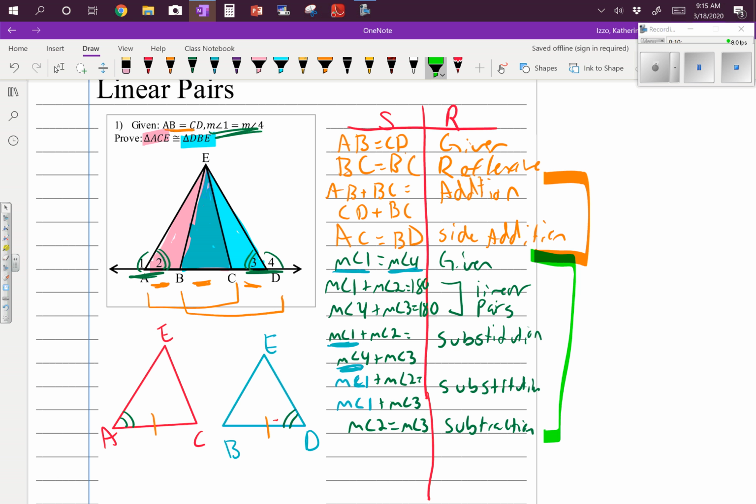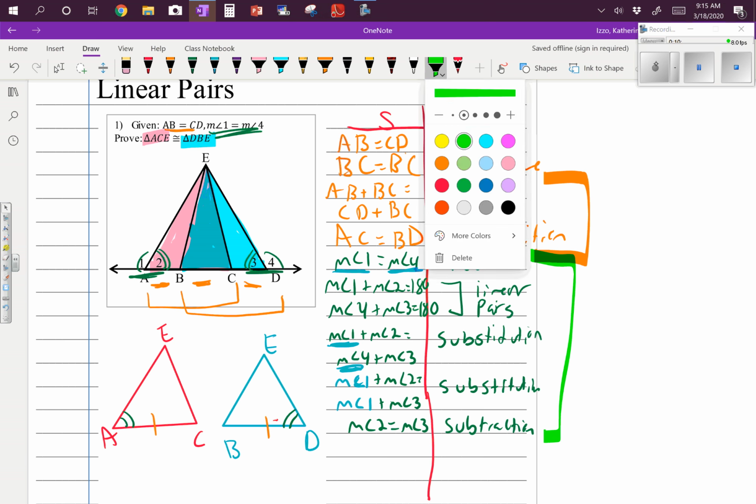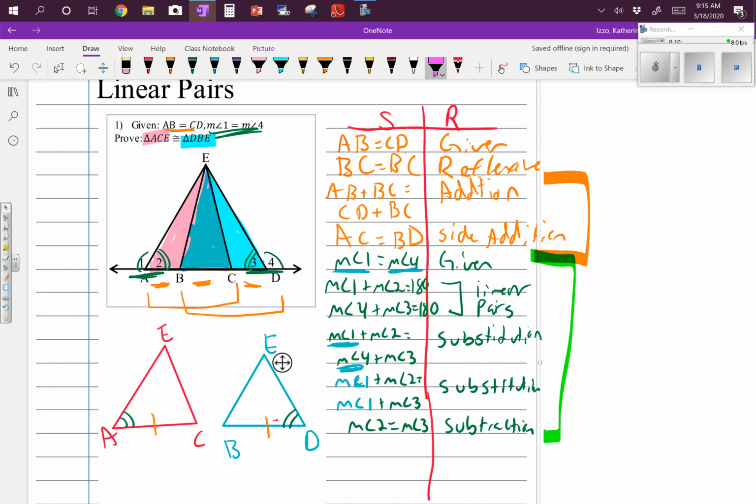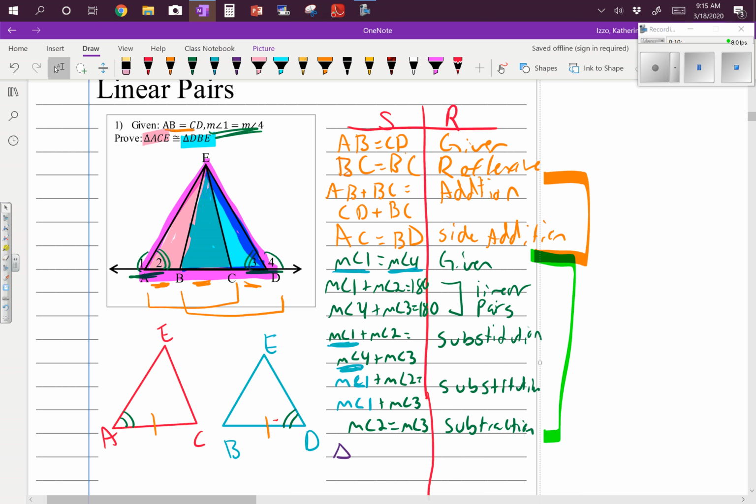Well, we can take a look at the big triangle. Let's take a look at the very big triangle here. If we take a look at the big triangle, what do we notice about angle 2 and 3? Two angles are the same. Well, we know something about when two angles are the same. What happens when two angles are the same? Isosceles triangle. The big triangle in this picture is an isosceles triangle.